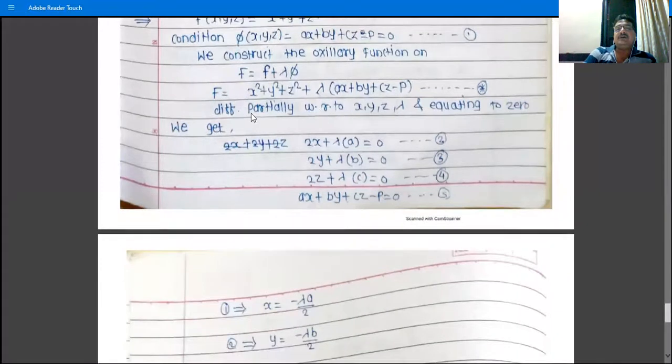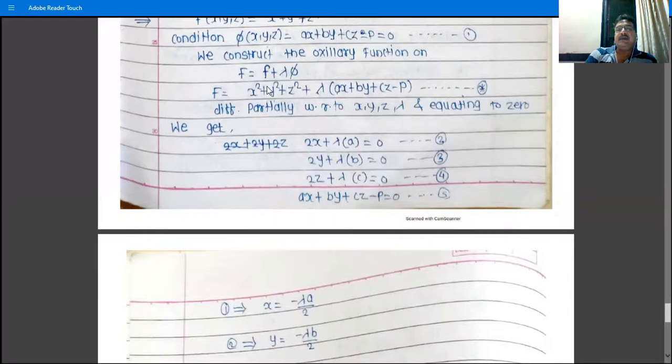Then differentiate this equation star partially with respect to x, y, z and lambda, and equating with 0 we get: differentiating partially with respect to x, we have 2x, derivative of y square is 0, z square is 0, lambda a is equal to 0, that is 2x plus lambda a is equal to 0. This is equation number 6. This is the partial derivative of equation star with respect to x equated to 0. Similarly, the derivative with respect to y equated to 0, and the derivative with respect to z of equation star equated to 0.